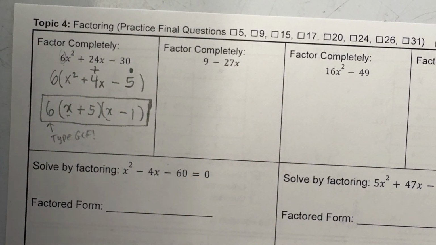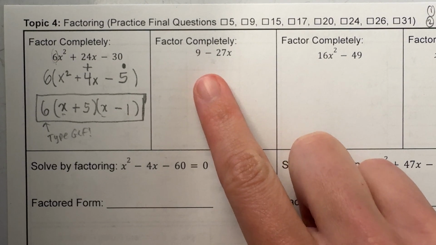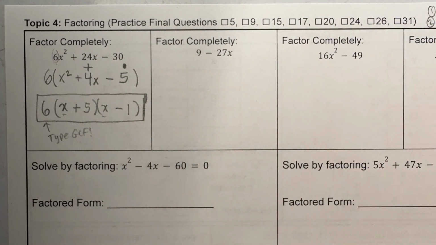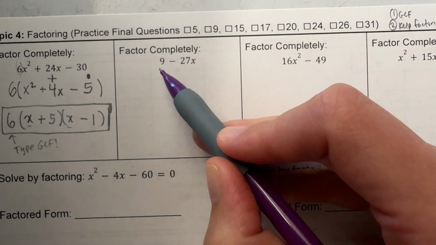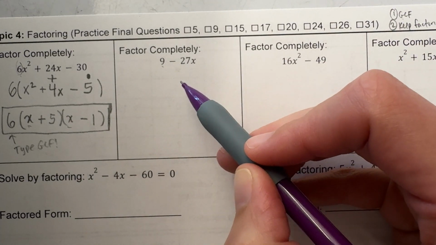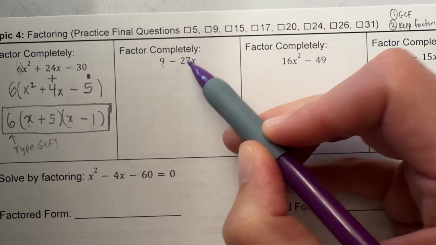Okay. Here, now this one, I notice is holding a lot of people up. I think it is actually easier than some of the other ones, but maybe it's just not as familiar looking. But again, we ask ourselves, is there a GCF? Is there a number that multiplies to 9 and 27x? And the answer is, yeah, there is. The number 9, right? 9 multiplies to 9, and 9 also multiplies to 27.